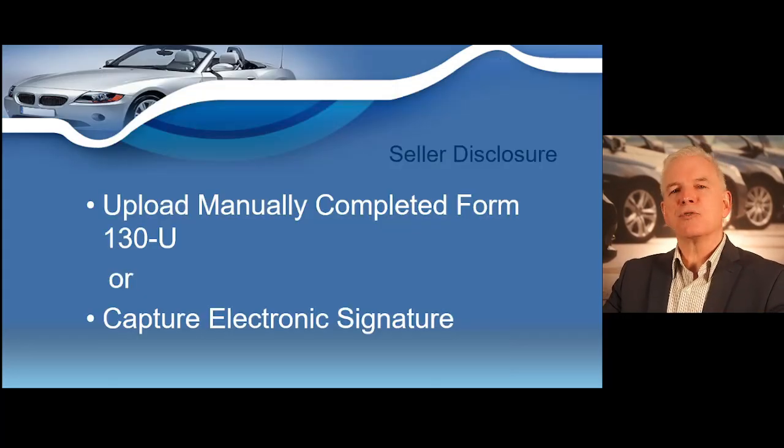Next, we need to discuss the seller disclosure. The seller disclosure information must be completed and saved before you can continue with the title application. The seller disclosure page is where you make the choice to upload the Form 130-U or file the title application by capturing what is known as an electronic signature by the seller, that's your dealership, and the buyer. For this training scenario, I'm going to assume that you've completed your Form 130-U manually at the time of the sale, and we'll be uploading it directly through webDEALER.